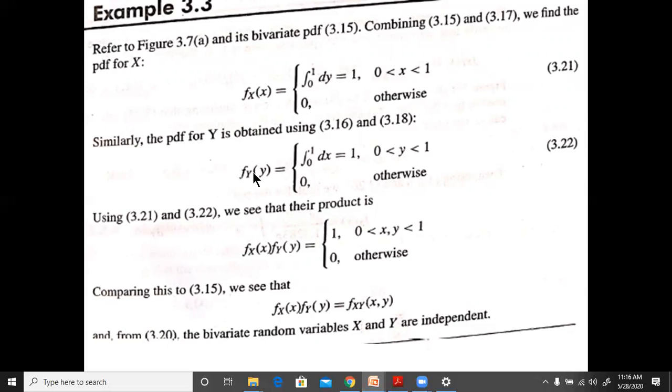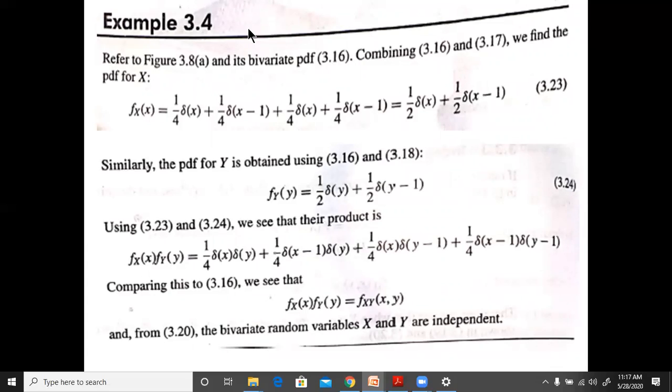Similarly, f_Y(y) is also the same thing, except that 3.16 has to be substituted in 3.18, to get the final value, something like this. If you multiply these two quantities, you will get back this value, and this value is nothing but f of x, y, (x, y). Therefore, because this equation is satisfied, x and y are said to be independent.